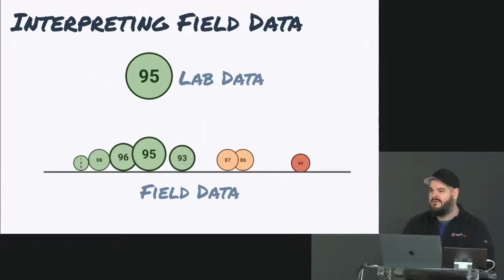We get some people who had that 95. We had some people who had 100 and had a way better experience. But we also had some people who had a 64 and had a really crappy experience. And so we have to figure out, how do we interpret this data? What do we think that this means? Because 95 isn't the whole story. There's a wide range of experiences, and understanding what that means can change what you do.